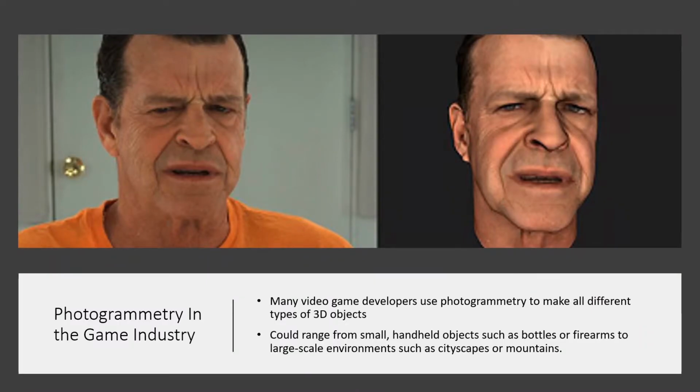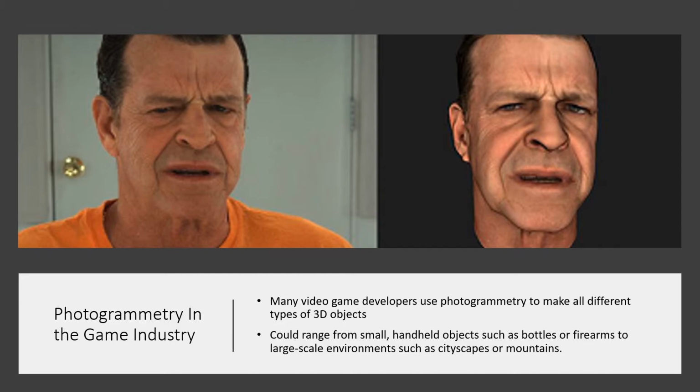So we're going to move on to photogrammetry in the game industry, which is much more widespread than I originally anticipated. Many game developers actually use photogrammetry to make all different types of 3D objects. They can range from small handheld objects like bottles, guns, even rocks, to whole large-scale environments like cityscapes or mountains.